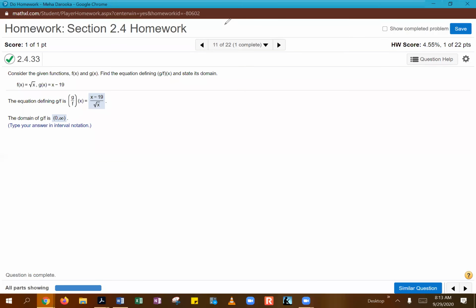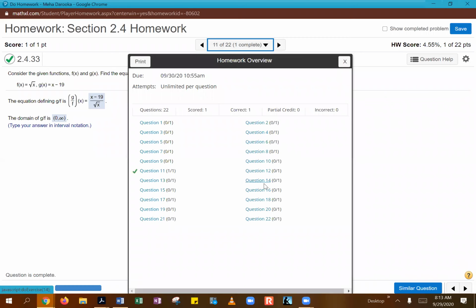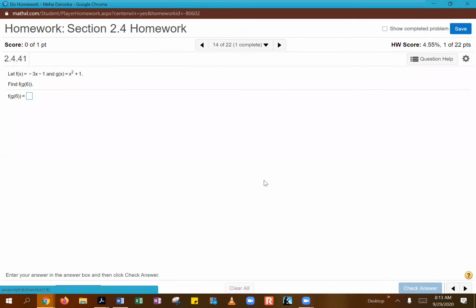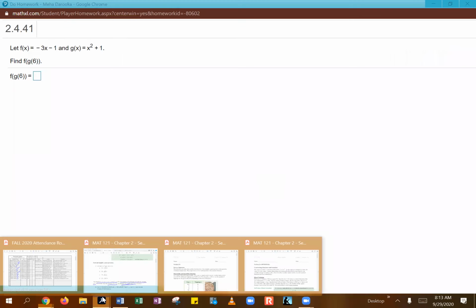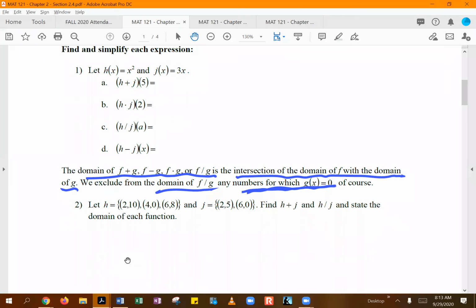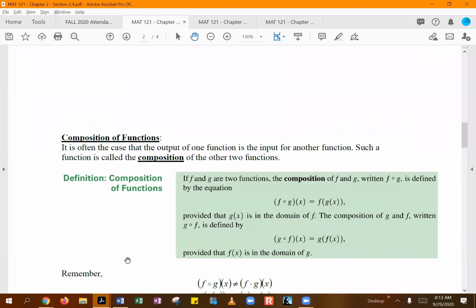Okay, so that was one example for us to see how the domain and range would work out, based on equations instead of a set of ordered pairs. So let's look at our next example over here. And this is actually where we are getting into the composition of functions. So that's the next part in this section that we want to talk about.